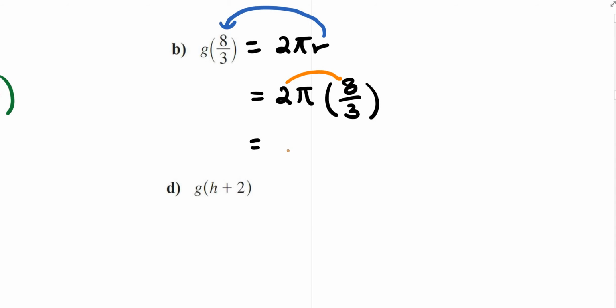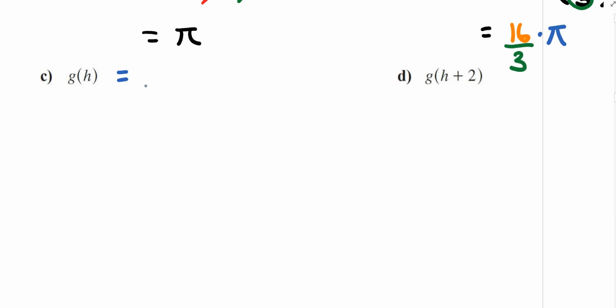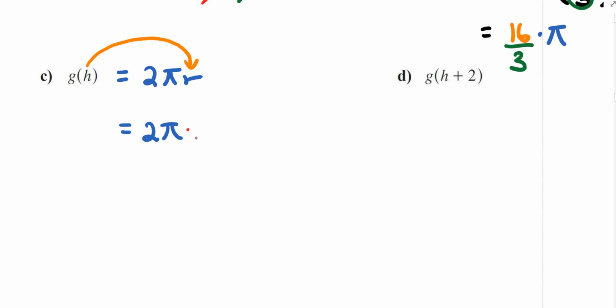So 2 times 8 is going to be 16. And then this 3, I can bring it to the front as 16 over 3. And then this pi here will remain as just pi, right? So 16 over 3 times pi is your final answer. And for letter C here, I know this equals 2 pi r. Let me just erase that. And basically r now is being replaced with h. So this will be 2 pi times h. And that's it for that particular letter.